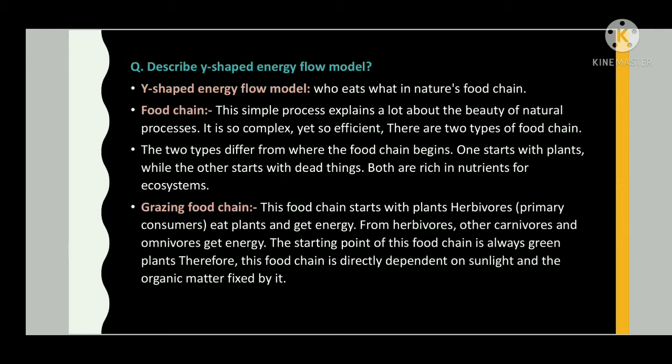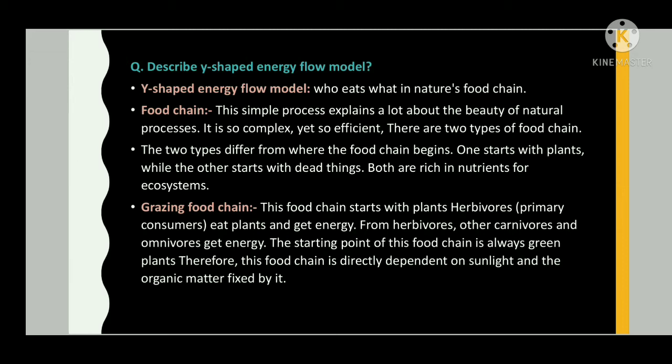There are two types of food chain. The two types differ from where the food chain begins. One starts with plants while the other starts with dead things. Both are rich in nutrients for ecosystems.